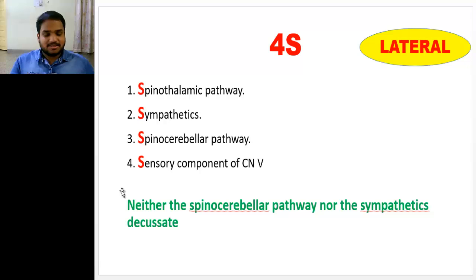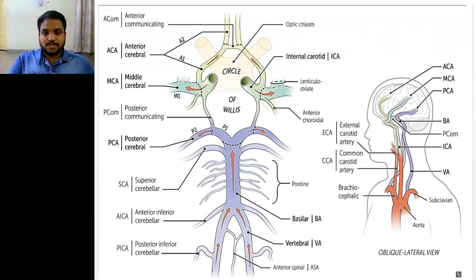How to practice this, right? So now we will start the posterior circulation strokes. So this is the posterior circulation. We will once again revise it. You have the two vertebral arteries that join to form the basilar artery, right? And the basilar artery finally bifurcates into the posterior cerebral artery.